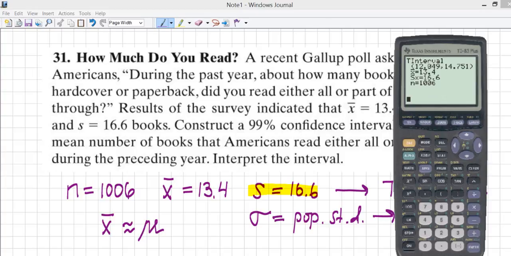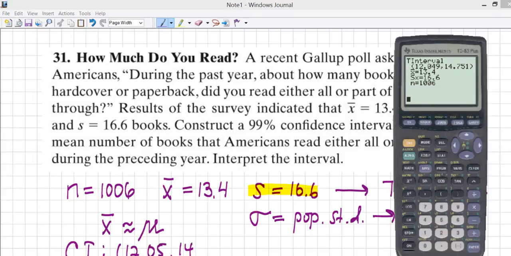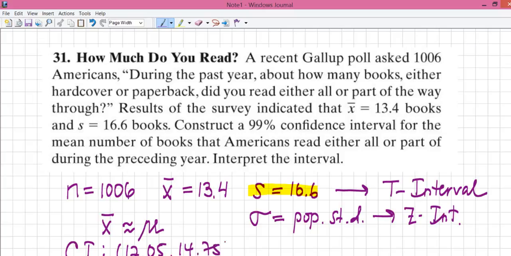What do we get? Okay, so we get this confidence interval right here. Now, since we're talking about books, it would make sense to round it to a whole number, right? So let's say between 12 and 15 books. So your actual confidence interval is 12.05, and what was the other one? 14.75, right? So let's go ahead and write a conclusion.